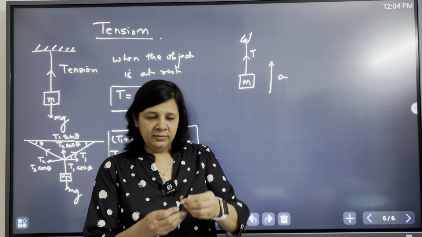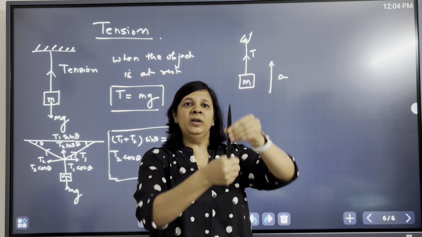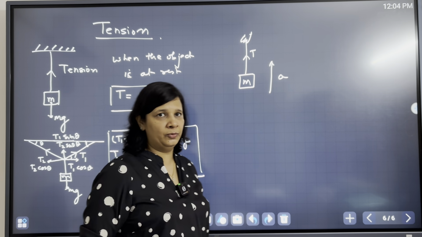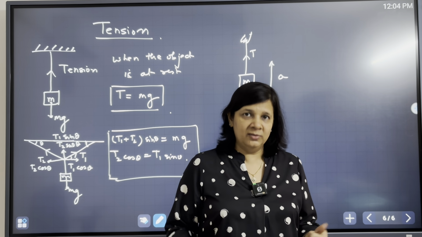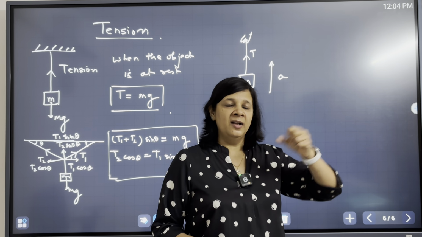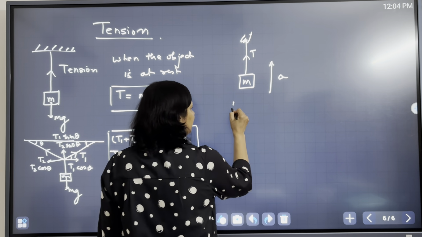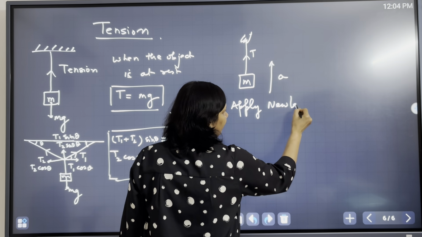There is a block, so this is a rope and the object is attached with this. You are pulling the rope up and the object is accelerating with A. A is given to you, m is given to you. Find the force with which you are pulling up, that force will be the tension in the rope. So what do you have to use? Apply Newton's second law.